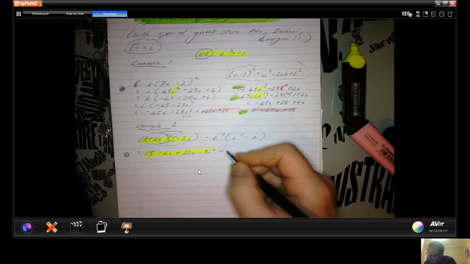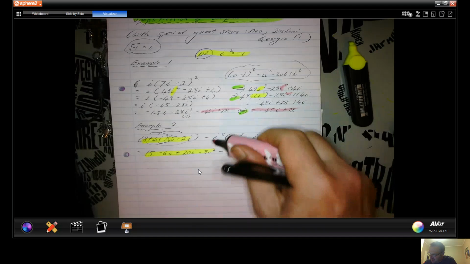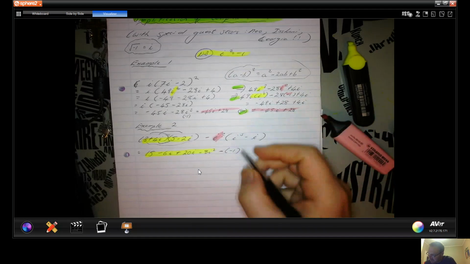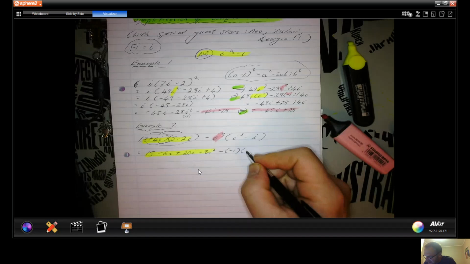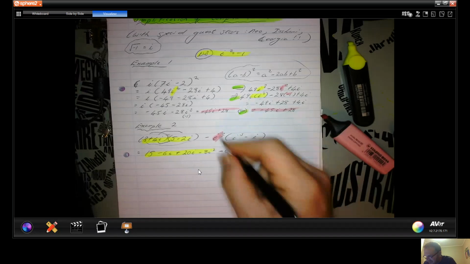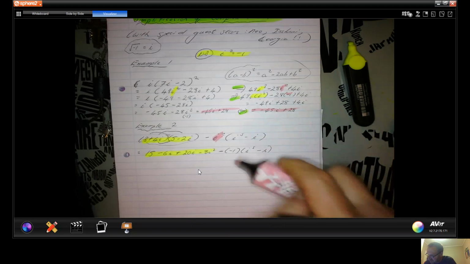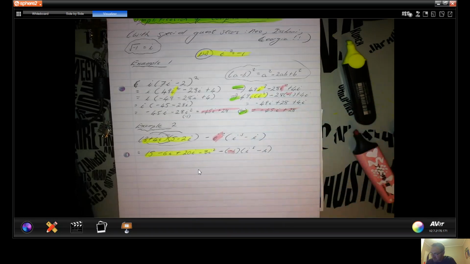So I'm going to go minus, I change this i squared into negative 1. So it becomes minus minus 1 times i to the 5 minus i. You don't have to though. You could just distribute it perfectly fine, but I'm not going to show you both ways. So all I've done is change that i squared into negative 1.